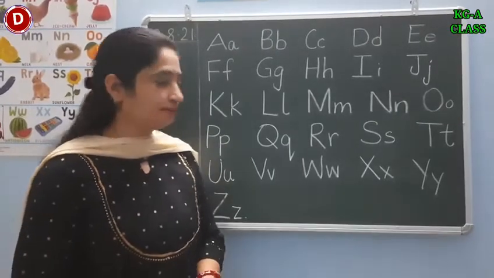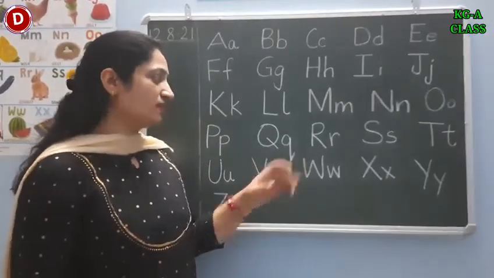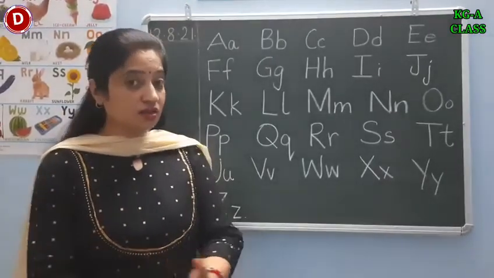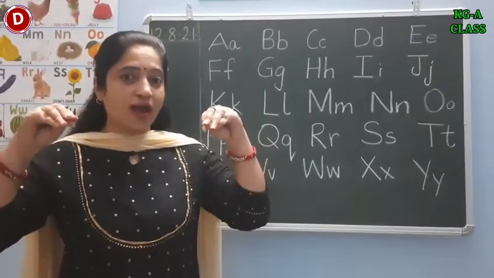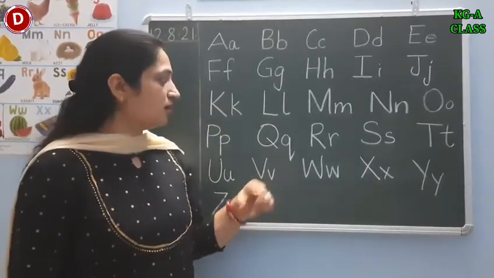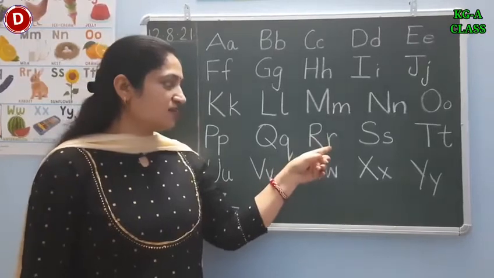P, p. This is capital Q and this is small q. Q says Qu. The ducks in the pond say quack, quack, quack. Q says Qu. This is capital R and this is small r.